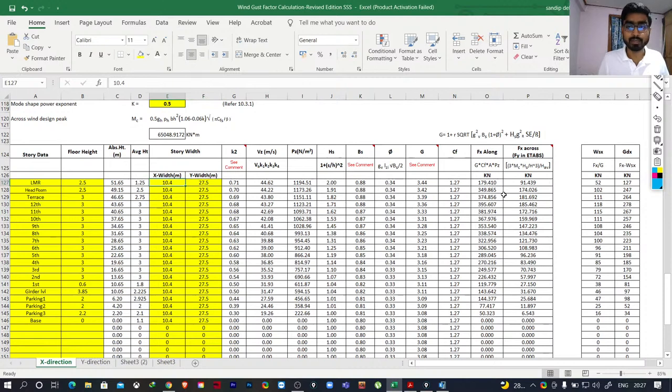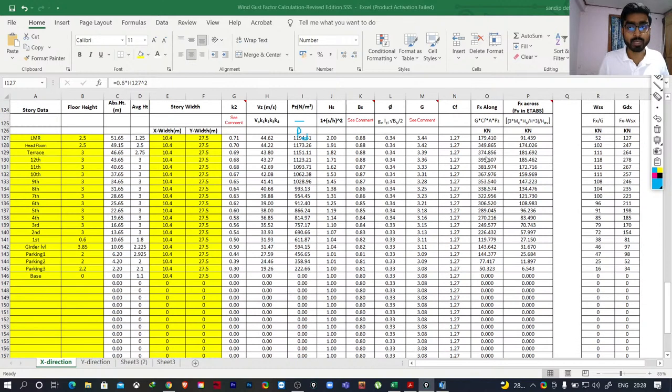Okay, and then we have got the PD. Sorry, the PD is 0.6 Vz square. If I click on here, you can see, we have already found out this PZ actually, and that is what the PD dash is. So CF, frontal area, PD or PZ multiplied by Gust vector, we have got the force along direction.